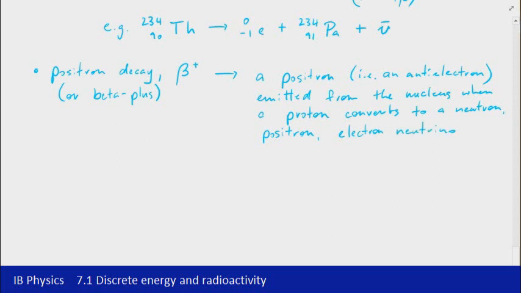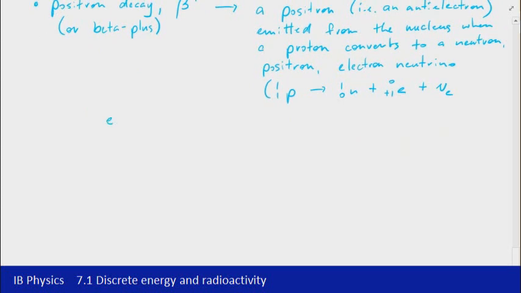And again, if we look at the equation that describes that process, that would be 1 1 p goes to 1 0 n plus 0 plus 1. Note that we put the plus there just to make it very clear that it's a positron. And the electron neutrino is now just the letter nu with a subscript e. So notice that the electron antineutrino has the bar across the top of it to indicate it's the antineutrino, whereas the electron neutrino doesn't have the bar across. But again, we'll get onto that in more detail in topic 7.3.